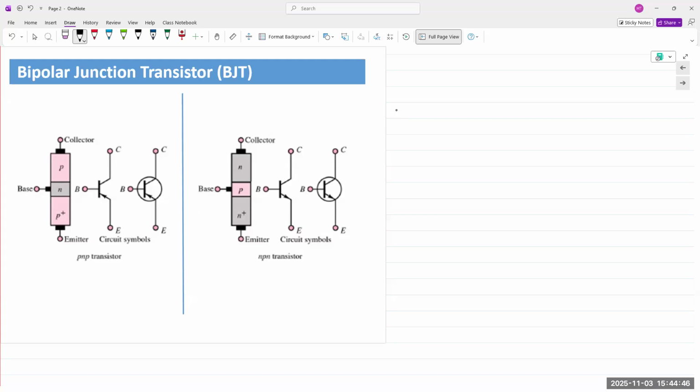If the arrow is pointing out on this terminal, it's an NPN transistor. If it's pointing in, it's a PNP transistor. Most of our discussion will relate to or will specify using NPN transistors. But the exact operation for both is the same. The only difference is electrons and holes will switch places. Other than that, everything else remains the same.